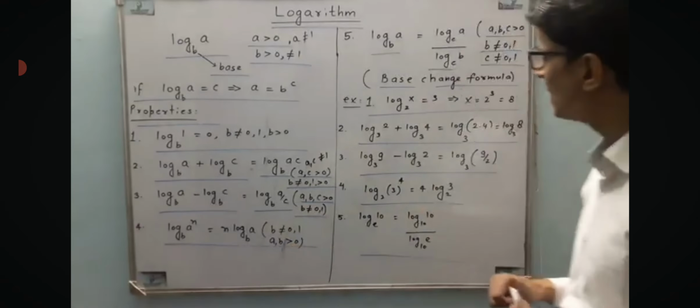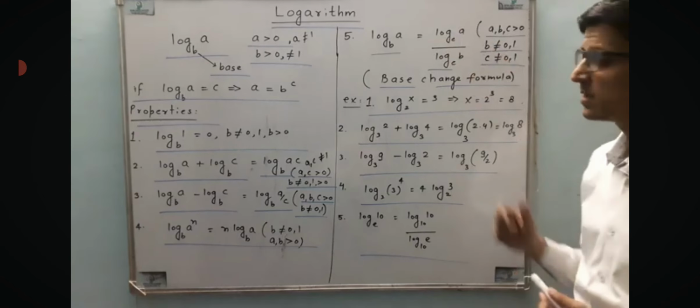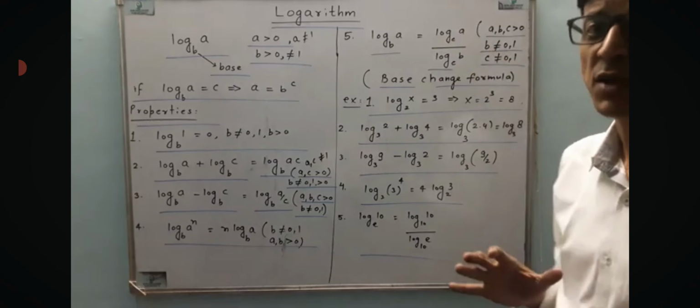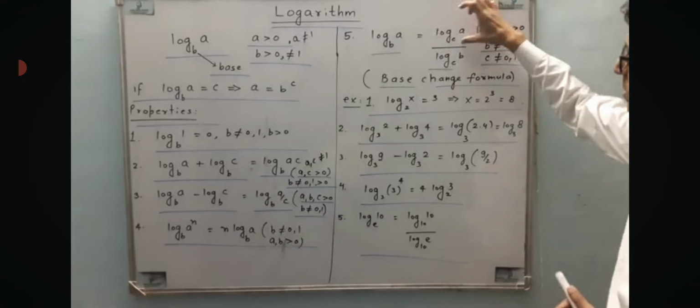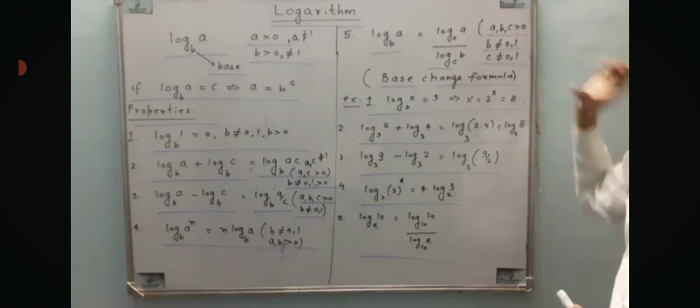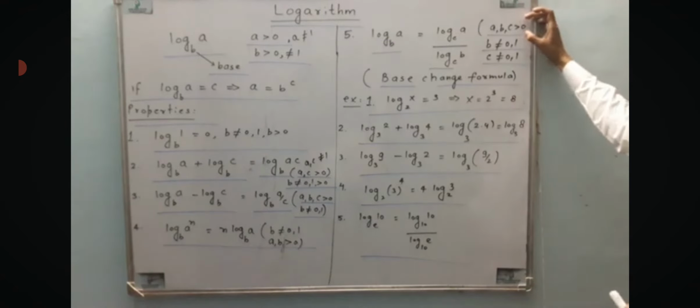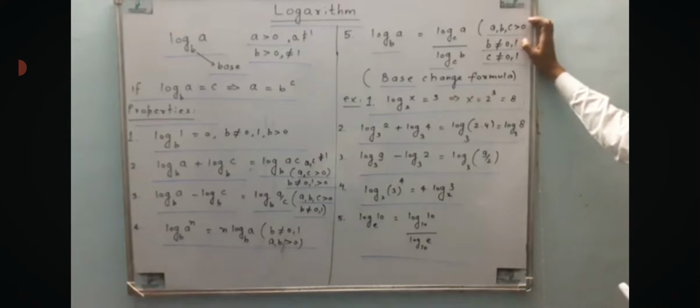Next is the most important result, which is called the base change formula. Log a to the base b can be written as log a to the base c divided by log b to the base c, under the restriction that these are all positive. b is not equal to 0 or 1, and c is also not equal to 0 or 1.